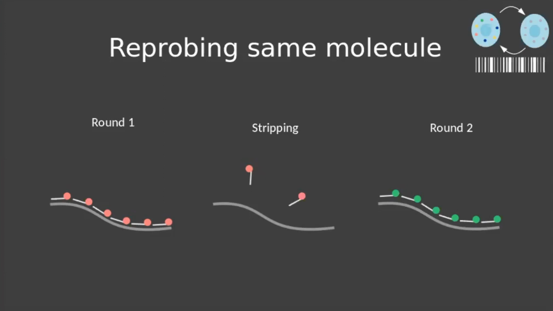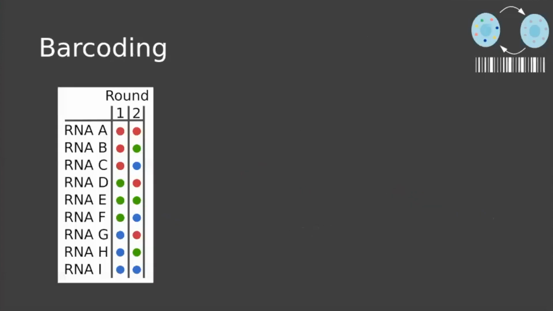So what they do is, like in these methods, you hybridize your probes in the first round, you image it, then you strip them off, and then you hybridize to the same molecule again in the second round. So you measure the same molecule twice. And the smart thing is that now you can make a very smart barcode on the targets to increase the number of targets with only a very limited number of fluorophores.